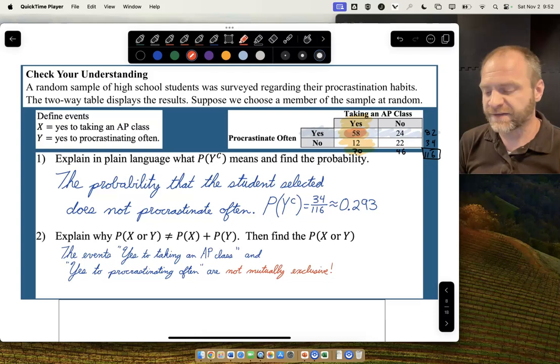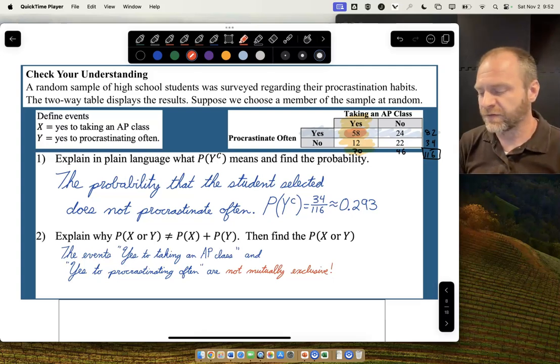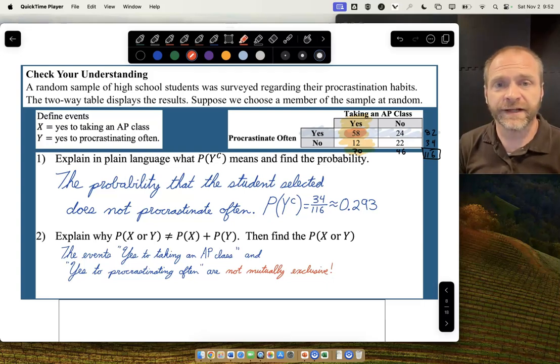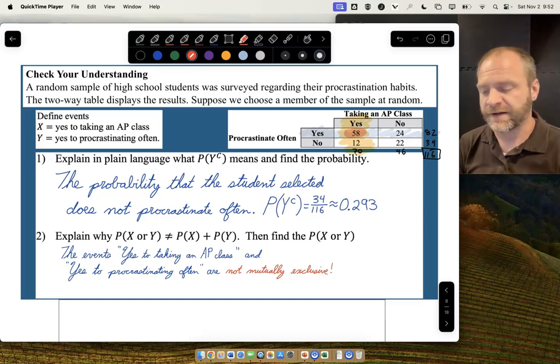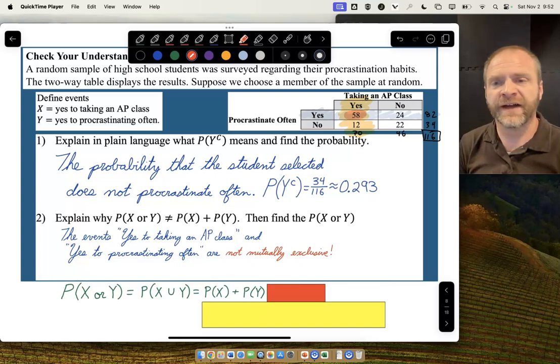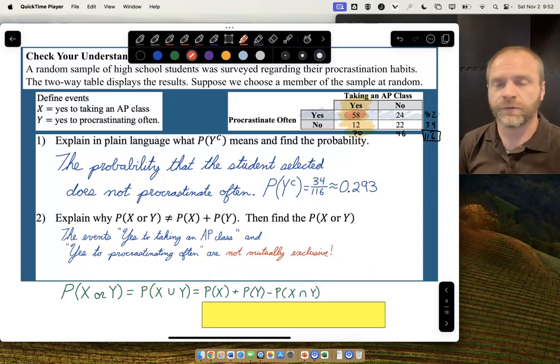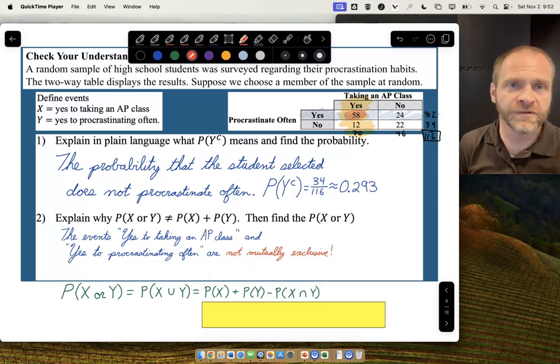So the events "yes to taking an AP class" and "yes to procrastinate often" are not mutually exclusive. They do have an overlap in common. So if I want to find the probability, I'm going to have to subtract where they intersect because that was counted twice. And that's my work down here. If I want the probability of X or Y, and now you see the notation, probability of X union Y, I'm going to take the probability of X plus the probability of Y, but I have to subtract where they overlap because they are not mutually exclusive.